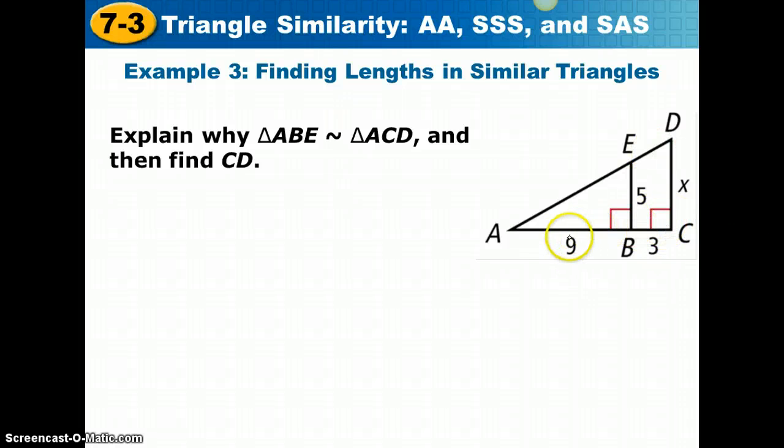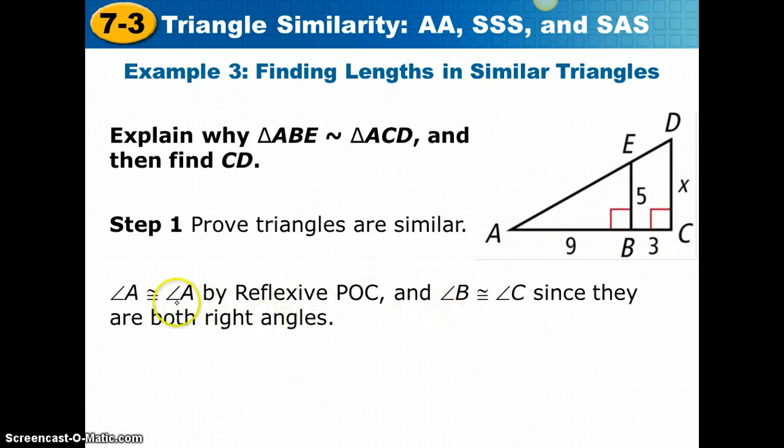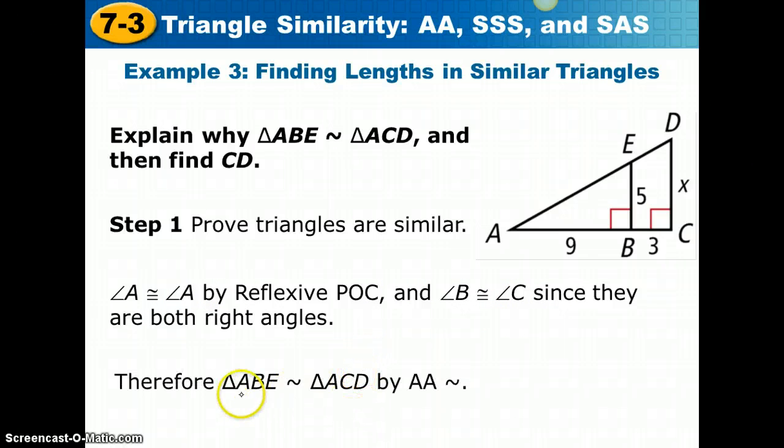Now we're also given side lengths of triangle ABE, and we could calculate the total side length AC, but we don't know side length DC. So I'm not going to be able to use this side to prove that the triangles are similar. But what I can notice is that I have two right angles here, which would have to be congruent, and both triangles share angle A, by the reflexive property it's congruent to itself. Therefore, since angle A is congruent to itself by the reflexive property, and angle B is congruent to angle C since they're both right angles, the triangles are similar by angle-angle similarity.